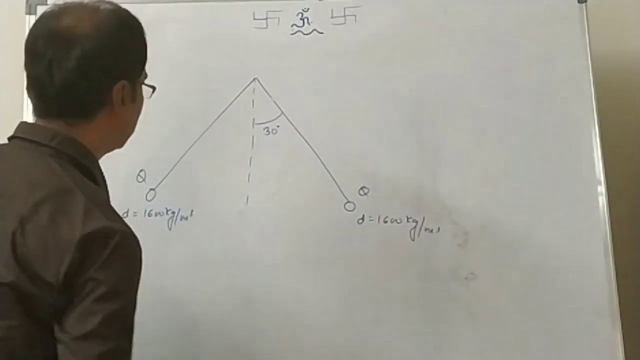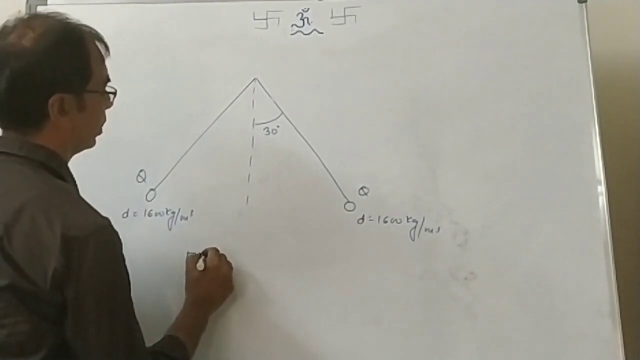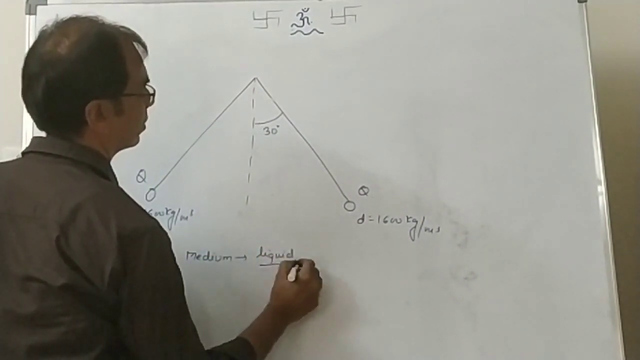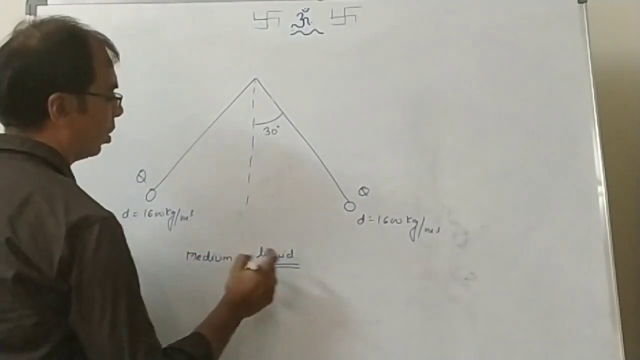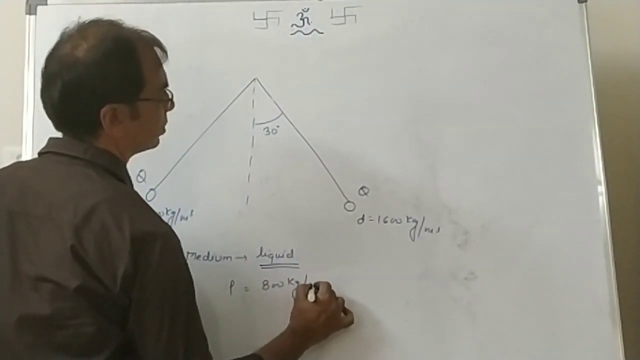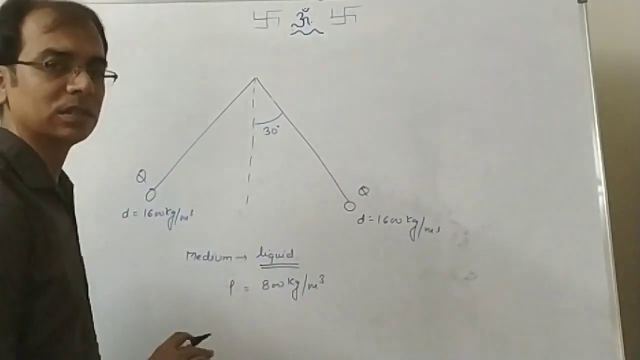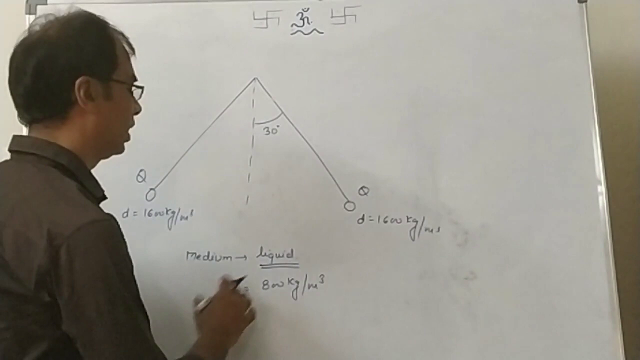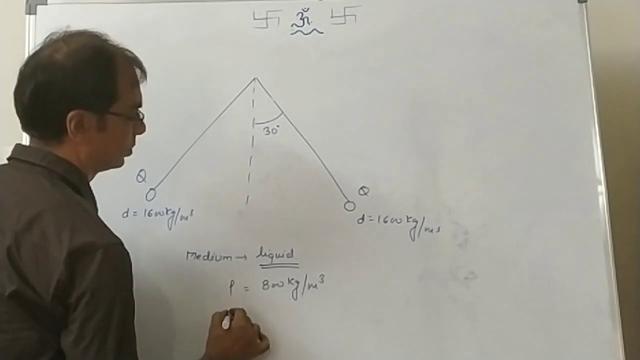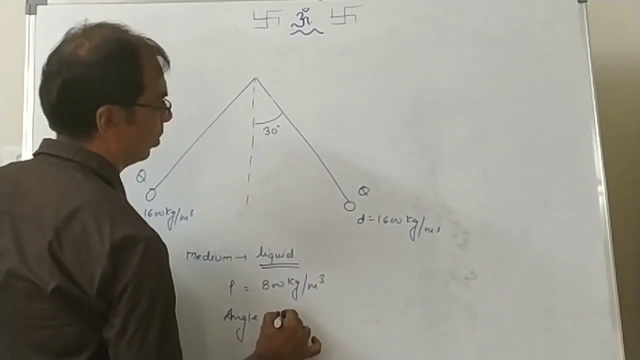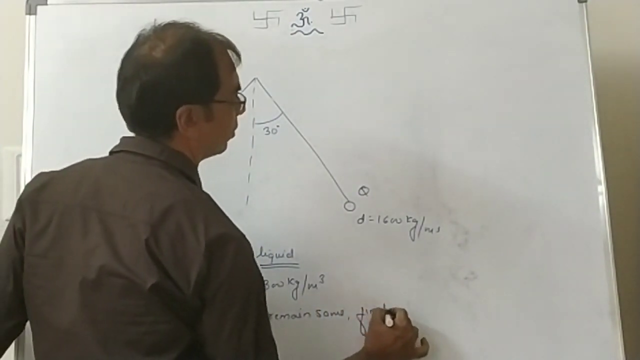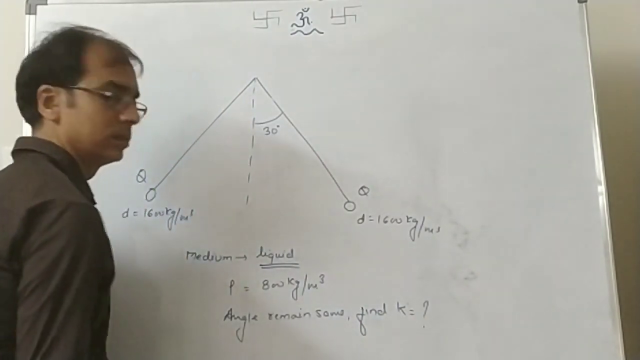This is inserted into a medium, a liquid, of density 800 kg per meter cube. The system is inserted into a liquid of density 800 kg per meter cube. The angle remains the same. Find the dielectric constant of the medium. That's the question.